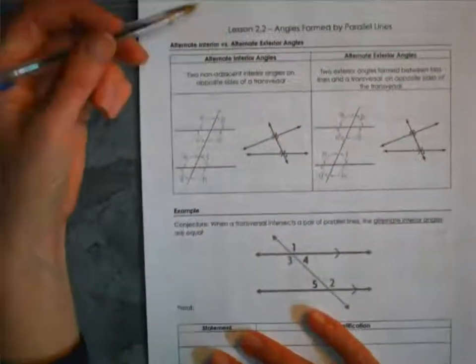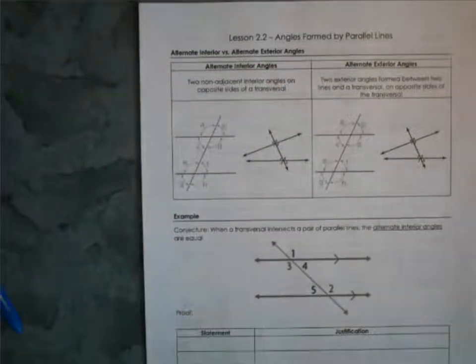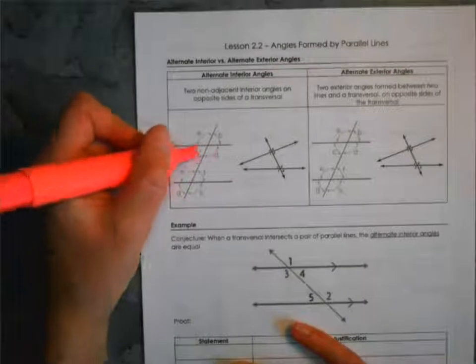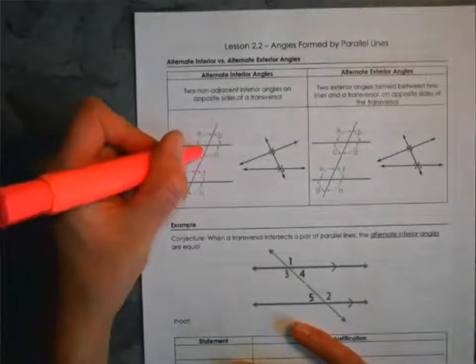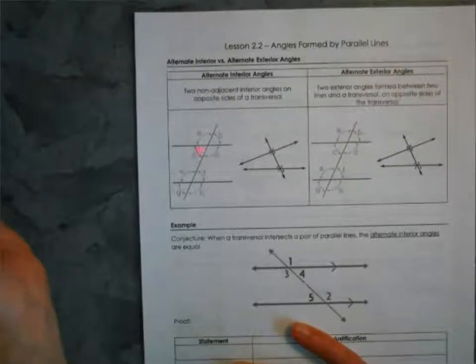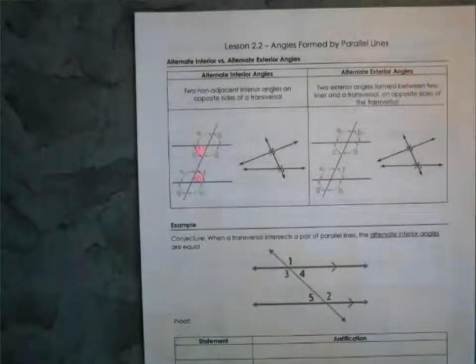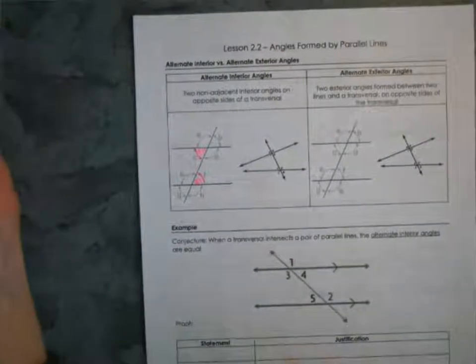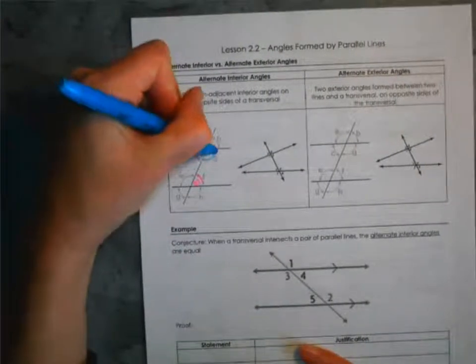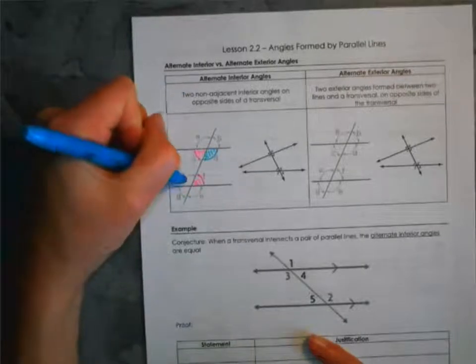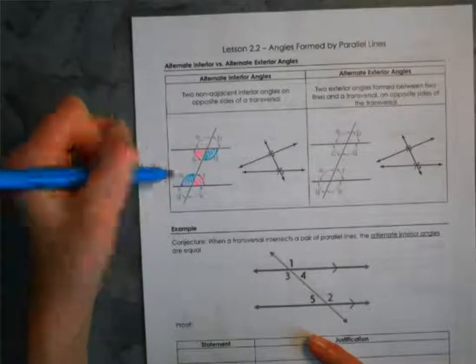I've given a little bit of a repeat here on alternate interior and alternate exterior angles. Just a quick reminder: let's say we're looking at angle C here. Can you think of which one is going to be its alternate interior? If you guessed F, you are correct. What about if we were looking at angle D? Its alternate interior would be angle E.